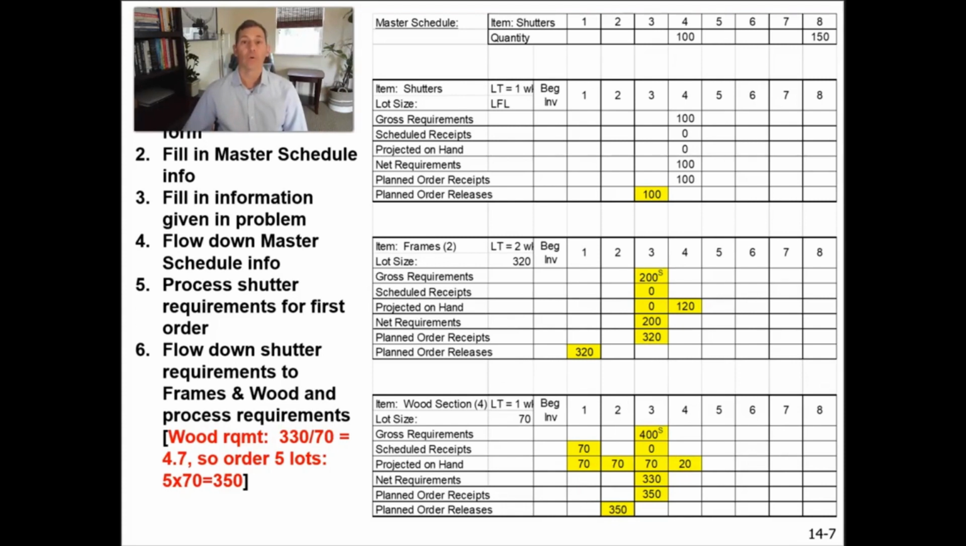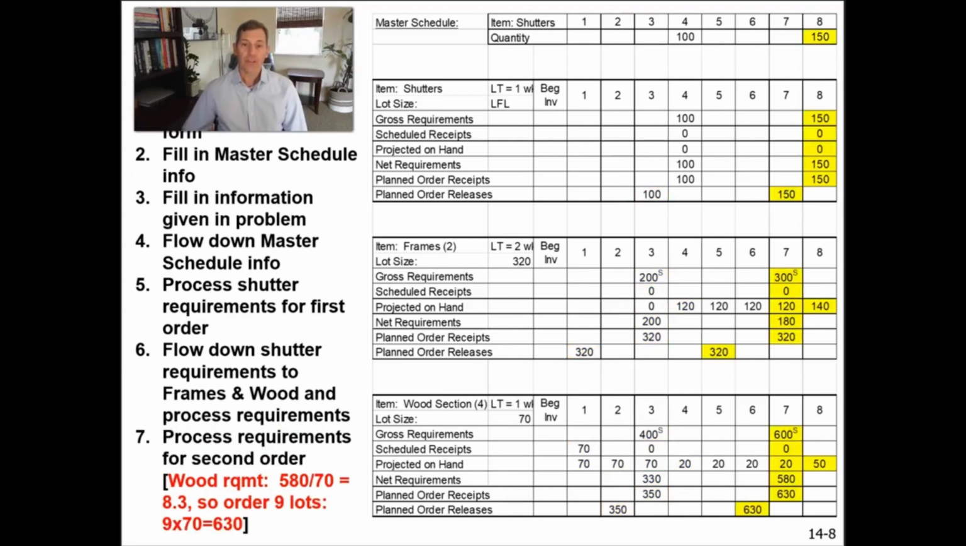But we still have our order of 150 shutters in week 8. So now let's fulfill those requirements. If we look at 150 shutters, our gross requirements in week 8, we have no scheduled receipts of shutters. We have no projected on hand. So our net requirements for the shutters are 150. Those are offset by a 1-week lead time, which means we will start that order in week 7 to be completed in week 8. There are 2 frames for every 1 shutter. So because we need 150 shutters, we now need 300 frames.